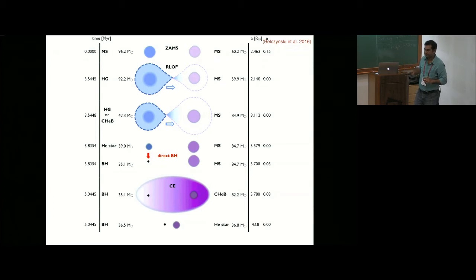Sir, when the black hole is formed, the corresponding main sequence star is accreting matter, and its mass increases to 84.9, something like that. And the next step, it decreases to 84.7. Is it because of the viscous drag or frictional force, what you're talking about?